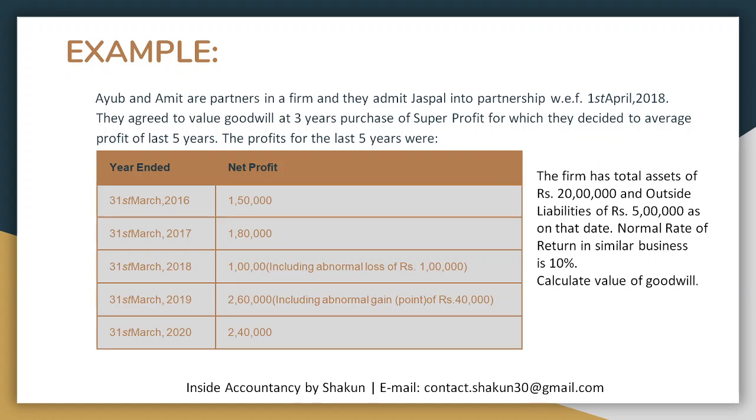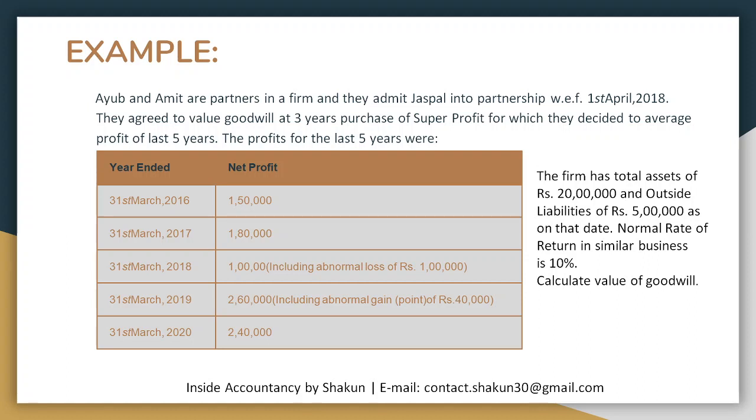Ayub and Amit are partners in a firm and they admit Jaspal into partnership with effect from 1st April 2018. They agreed to value goodwill at 3 years purchase of super profit, for which they decided to take the average profit of the last 5 years, and the profits of the last 5 years are given to you in the question.